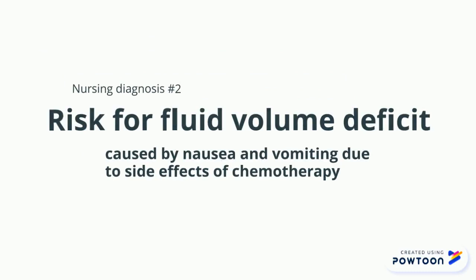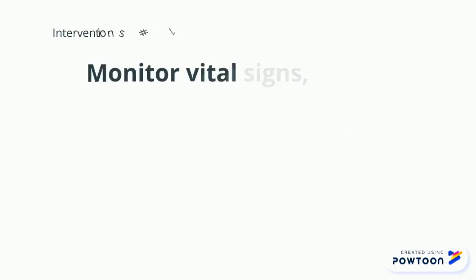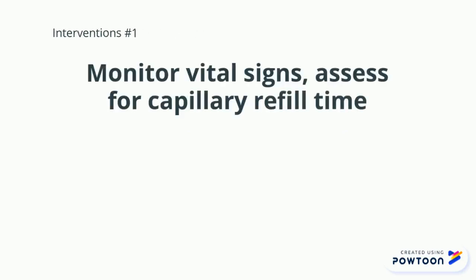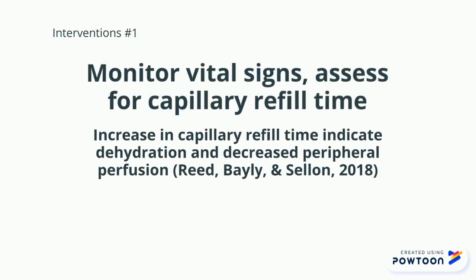The second nursing diagnosis for our patient is the risk for fluid volume deficit, which is caused by nausea and vomiting due to side effects of chemotherapy. The first nursing intervention is we should monitor vital signs and assess for capillary refill time. According to Reed, Bailey and Salon 2018, increase in capillary refill time indicates dehydration and decreased peripheral perfusion.